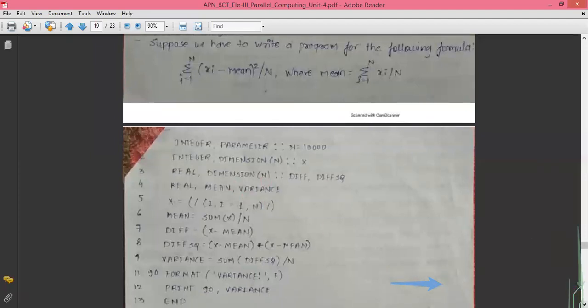We have defined the variable n, and here it is written as parameter. Parameter indicates it is a single variable. Next is the integer dimension of size n. Remember that the size of n has already been declared over here, so n is already some value, 10,000 in this case. The size of an array has been defined, followed by x, meaning x is a single dimensional variable whose size is 10,000. That is what it means.